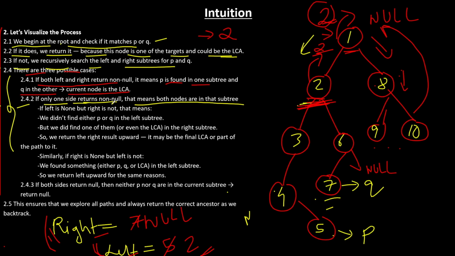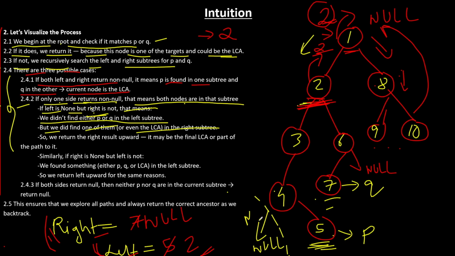If one side returns a non-null value, as we saw here where one side was null and the other non-null, that means one of the nodes is in that particular subtree. Here left is null, so we try to return, but right is not. That means we didn't find either P or Q in the left subtree, but we did find one of them in the right subtree.